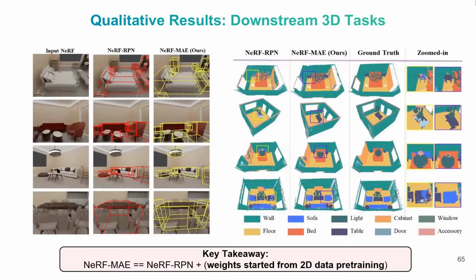Lastly, we show that our method also achieves better qualitative results on two important 3D tasks: 3D object detection, as well as semantic 3D voxel labeling. We show here a comparison with a strong baseline where the network architecture, the training regime, and the losses all stay the same. The only difference between our method and this baseline, NeRF-RPN, is that our weights are started from this pre-trained 2D backbone, whereas NeRF-RPN weights are started from scratch.